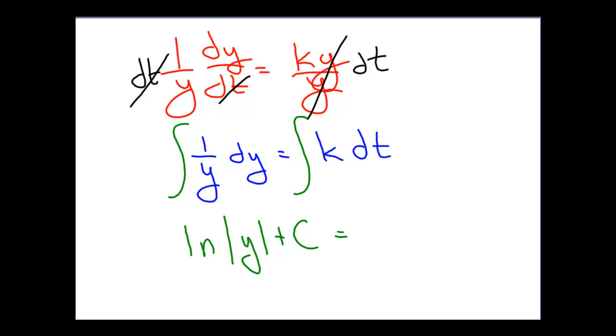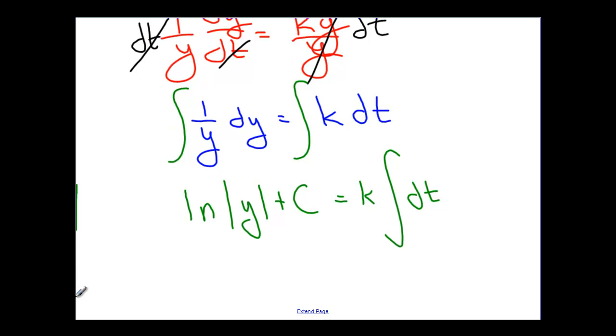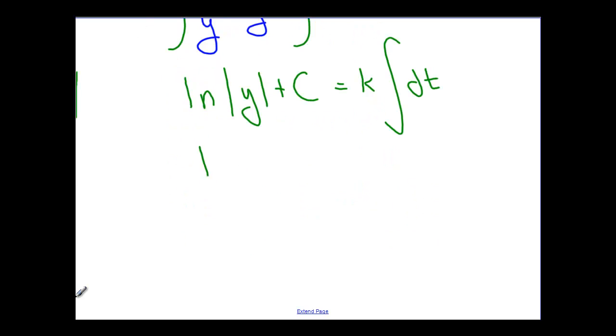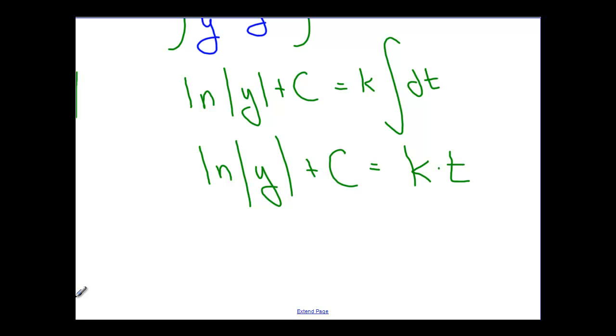The right-hand side is the integral of some constant times dt. If you'd like, we can move this constant out. We just have the integral of dt. And what this simply says is, what is the antiderivative of 1? What do we have to start with in order to have a derivative of 1? The answer here is fairly straightforward. We end up with the expression: the natural logarithm of the absolute value of y plus a constant is equal to k times t, because the derivative of t with respect to t is simply 1.